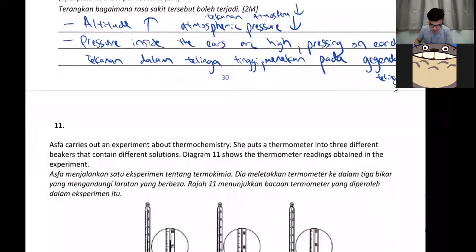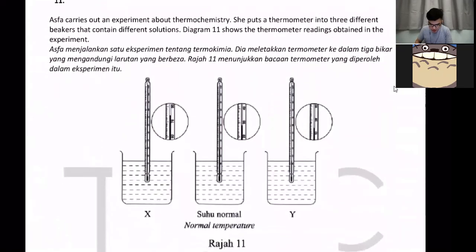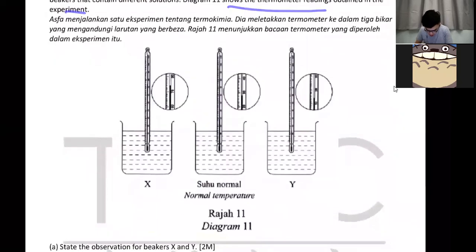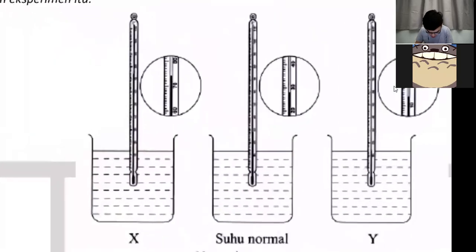All right. So wow, we are going very far for this part, because we are going very fast. Okay, make sure you can understand. So Aswa carries on an experiment about thermochemistry. She puts thermometer into 3 different beakers containing different solution. Shows the thermometer reading in an experiment. Wow, so blur, how to see?